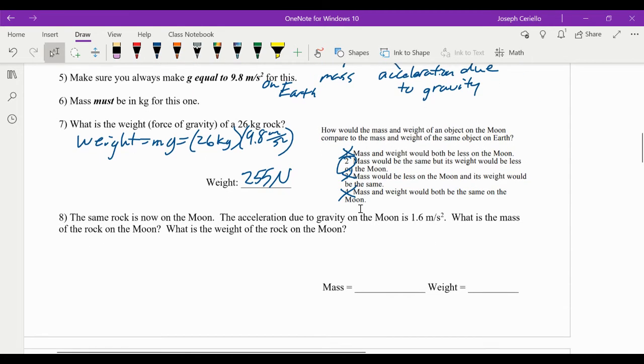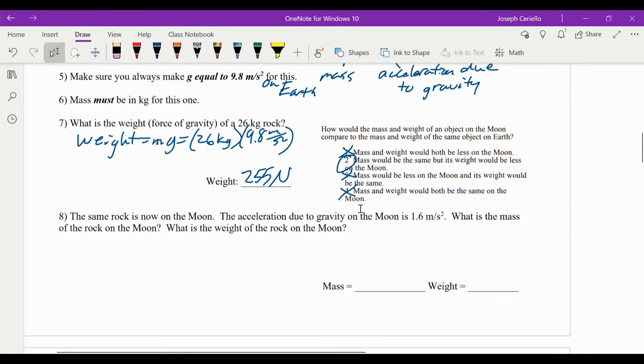All right. So the same rock is now on the moon. The acceleration due to gravity on the moon is 1.6 meters per second squared. What is the mass of the rock on the moon? What is the weight of the rock on the moon? So we know that mass does not change. So this is 26 kilograms. And now weight, well, weight is equal to mg.